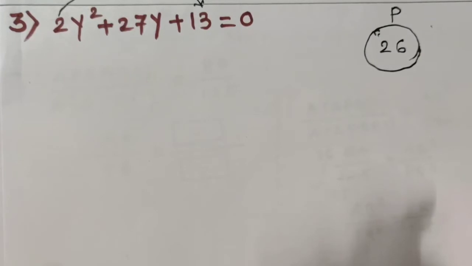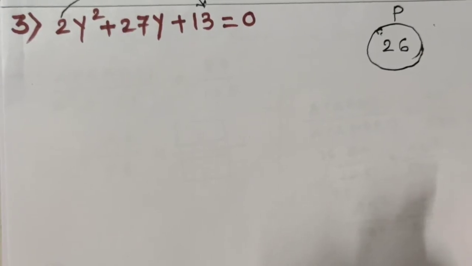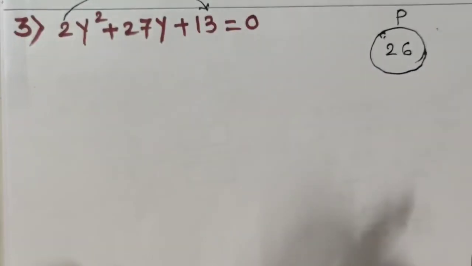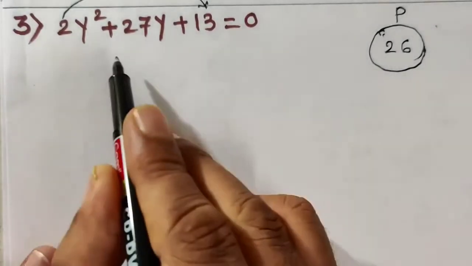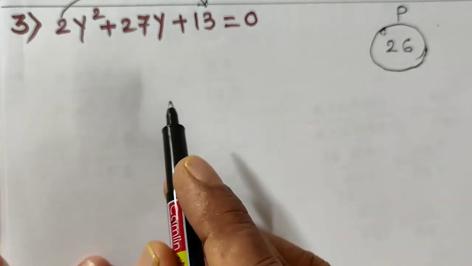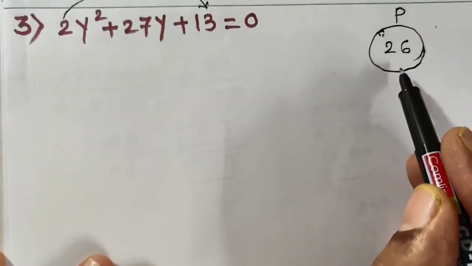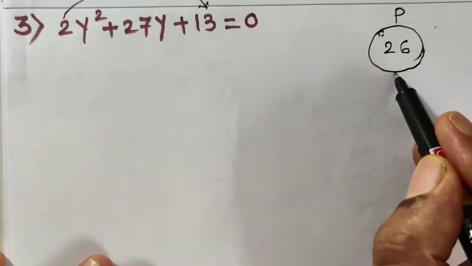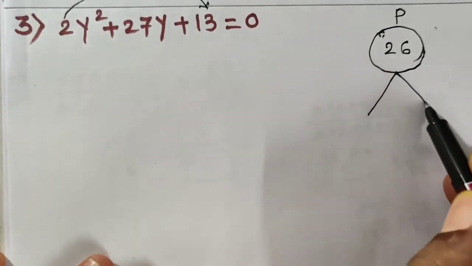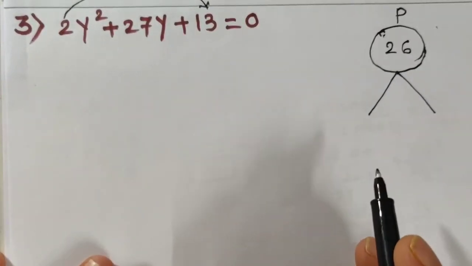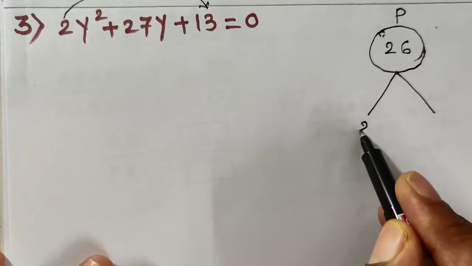Whenever the product is positive, you know, the sign of both factors is the same and the sum of the factors is equal to the middle term. So we have to find two numbers whose product is 26 and their sum is 27. So which are these numbers? Whenever 26, 27 such numbers are there, then 26 multiplied by 1.